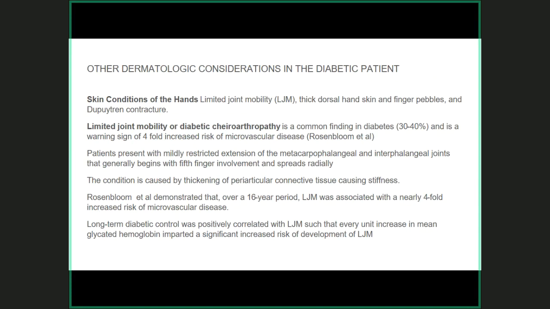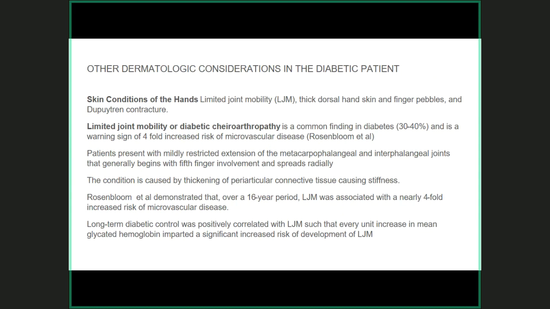There are other specific conditions of the hands: limited joint mobility, LJM, thick dorsal hand skin and finger pebbles, and Dupuytren's contracture, which are all dermatological manifestations in diabetes patients. The limited joint mobility, also called diabetic cheiroarthropathy, is actually a pretty common finding in diabetes and is a warning sign of a fourfold increase in microvascular disease. It presents with restricted movement of the metacarpophalangeal and interphalangeal joints, usually begins with the fifth finger and spreads radially, and it's caused because of thickening of the periarticular connective tissues.